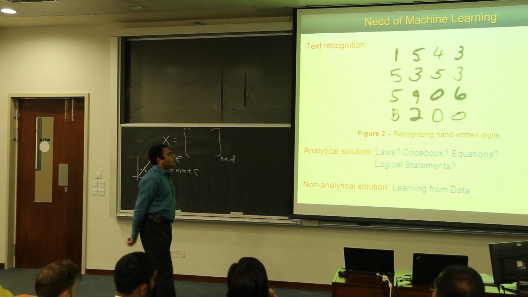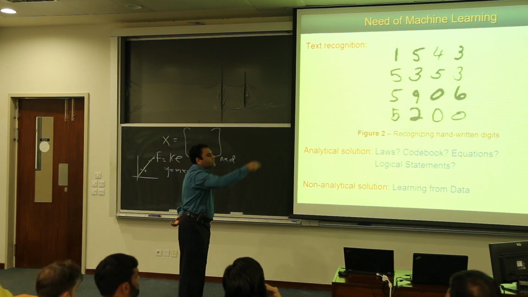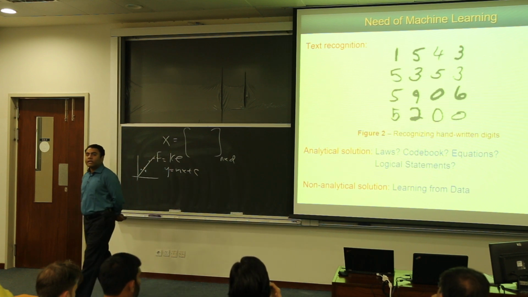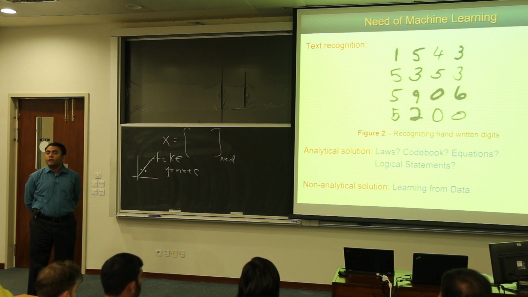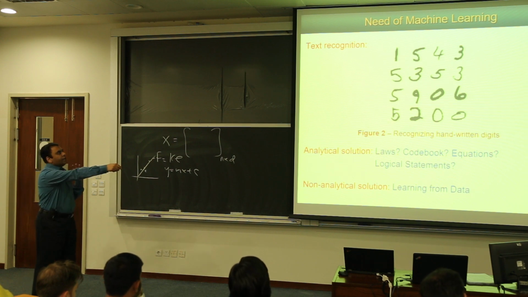How do you write a code that actually takes this as an input and tells you this is a 1, this is a 3, this is a 9? You don't know. There are no laws. What are the laws that we are going to formulate for that? It's very difficult. Is there a code book that we can say, okay, given this code book, if I see this image, it has to be a 5.